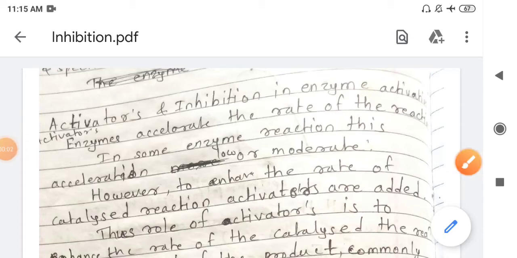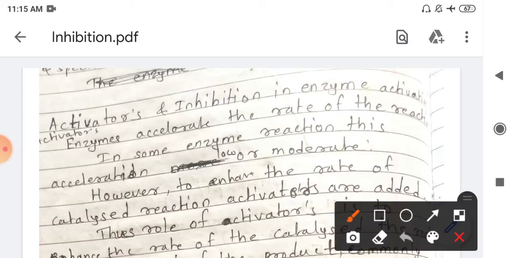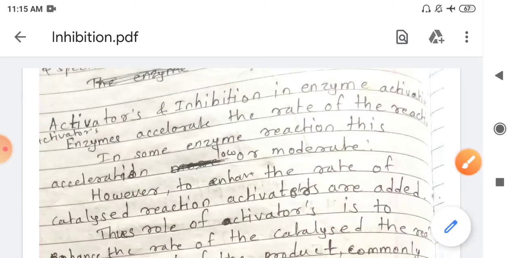So welcome back to the next lecture of chemical kinetics. In the previous lecture we finished with enzyme catalysis. There we saw the Michaelis-Menten mechanism of enzyme catalysis. A few new terms arrived, like activators and inhibitors. What do we mean by activators and inhibitors? That we will try to see in the upcoming sessions.